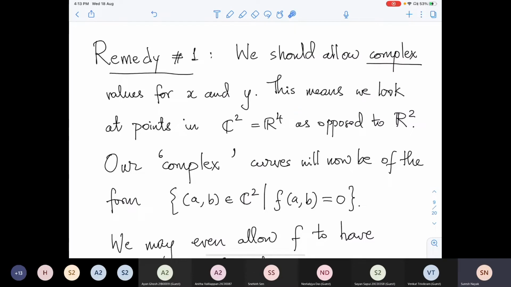And what does that mean? That means we will look at points. Instead of looking at points a comma b in R2 such that f of ab is equal to 0, we will replace R by C, complex numbers. Again, I assume that all of you are familiar with complex numbers, all numbers of the form a plus ib, where i is the square root of -1. So this is complex 2-space, so complex cross complex, all ordered pairs of complex numbers. So instead of R2, we'll look at C2.